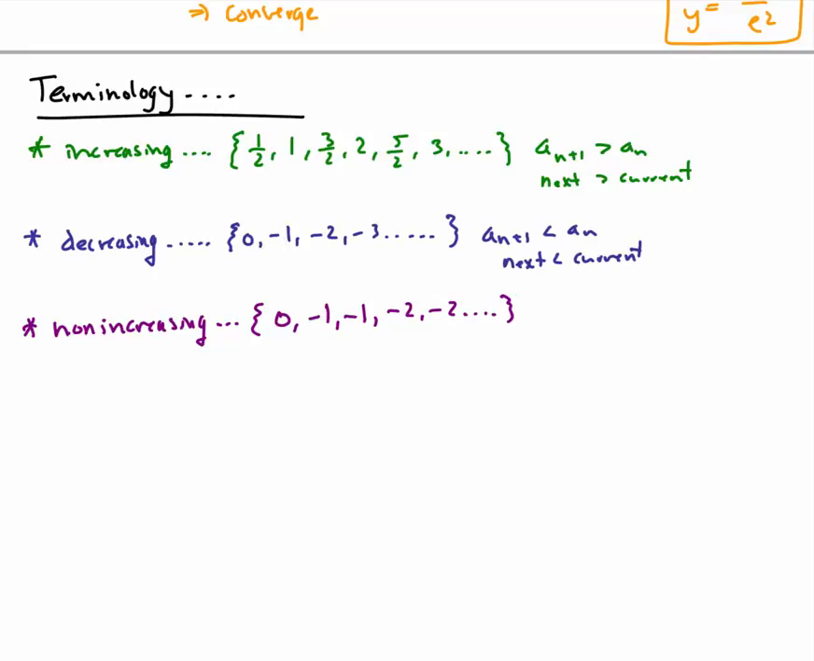So it kind of has a mixture of a lot of things going on here. So what we want to say here for non-increasing is the next term is always less than or equal to, because I have that equality here, the current term. So the next is always less than or equal to the current term. These are a little bit trickier to talk about. Let's also look at non-decreasing. So if we talk about non-decreasing here, we can talk about something like 1, 1, 2, 2, 3, 3.